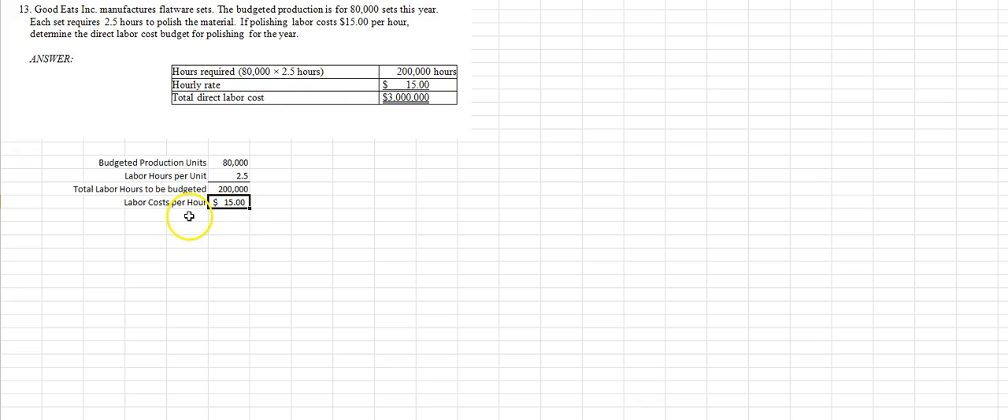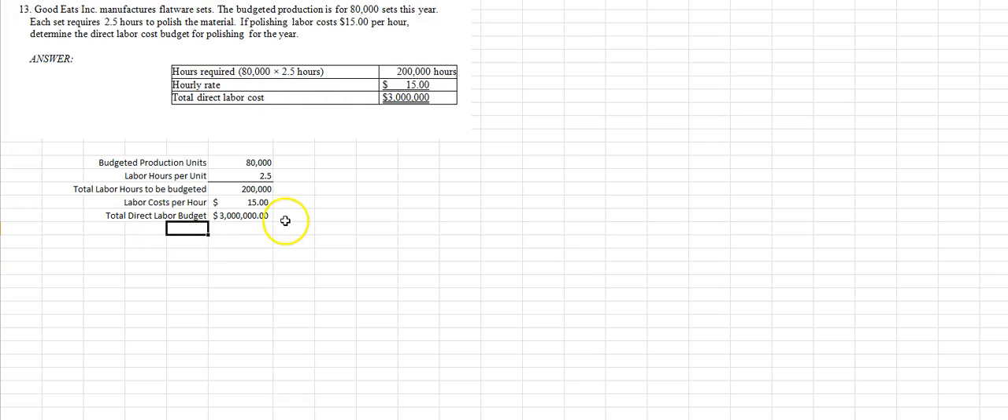So my total labor cost is simple to calculate, right? I have budgeted, I need 200,000 hours to produce my 80,000 units that I budgeted, and each hour is going to cost me $15. So my total direct labor budget is going to be 200,000 times $15. And it's going to be 3 million, as you see up here. That's your answer. That's how you come up with it.